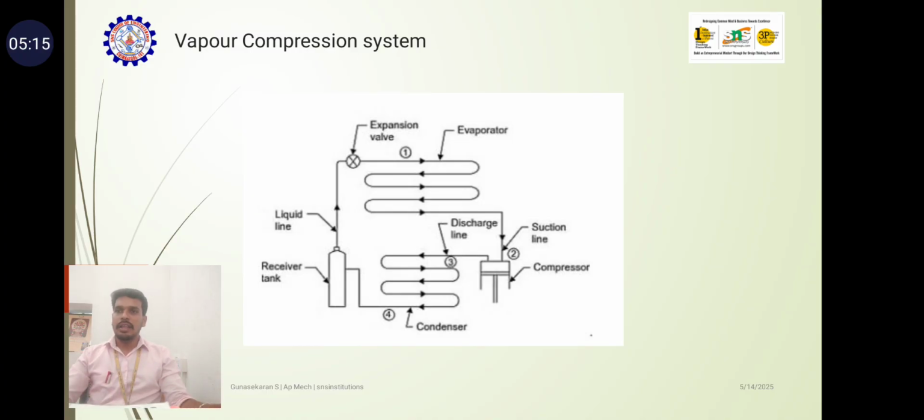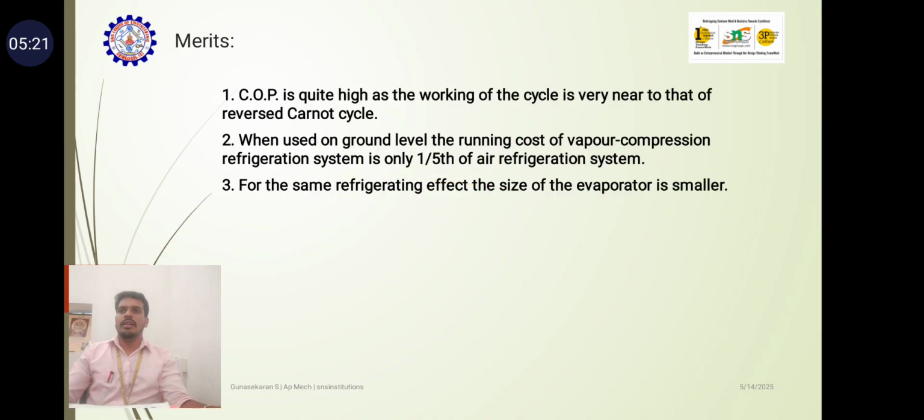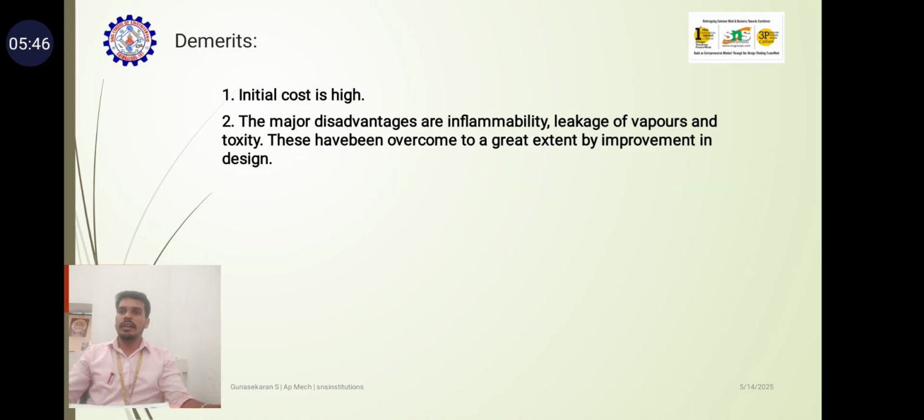Then we are seeing the merits. The vapor compression system is highly efficient. It provides effective cooling over a wide temperature range. Its COP makes it energy efficient. It is a preferred choice for cooling applications worldwide. Then the demerits: it has a high cost, and the use of certain refrigerants harms the environment by contributing to ozone depletion.